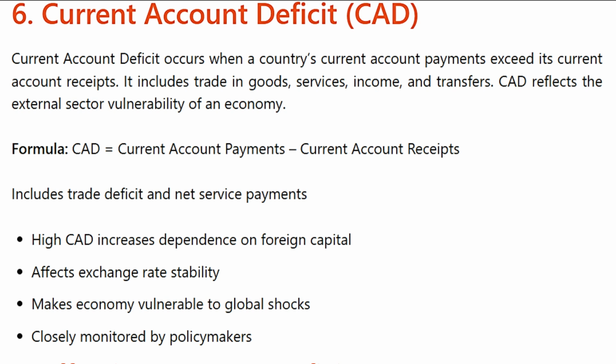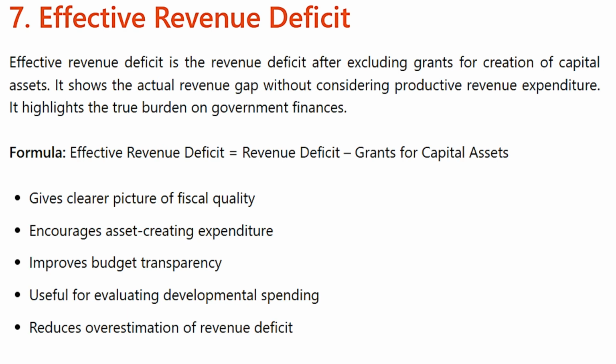Current account deficit. Current account deficit occurs when a country's current account payments exceed its current account receipts. It includes trade in goods, services, income and transfers. CAD reflects the external sector vulnerability of an economy. CAD equals current account payments minus current account receipts. Includes trade deficit and net service payments. High current account deficit increases dependence on foreign capital, affects exchange rate stability, makes the economy vulnerable to global shocks, and is closely monitored by policymakers.